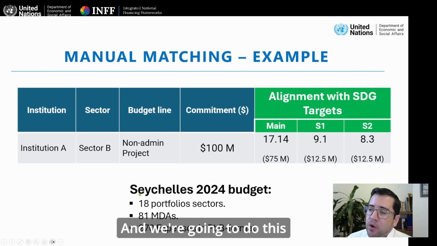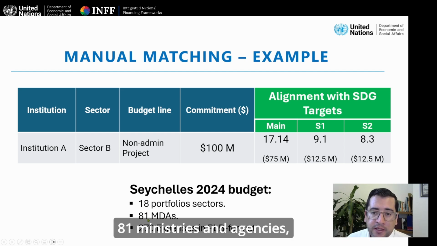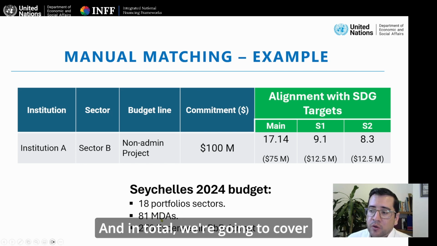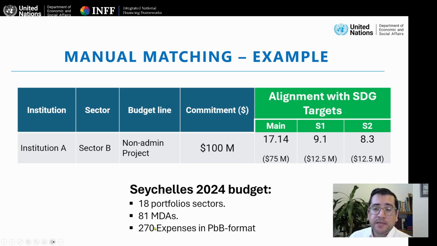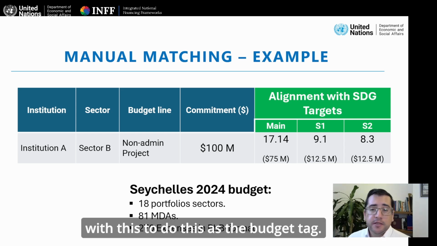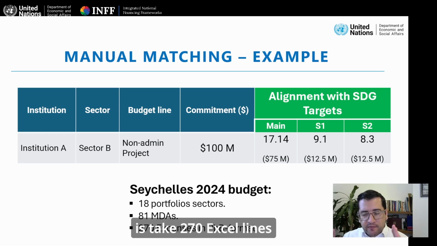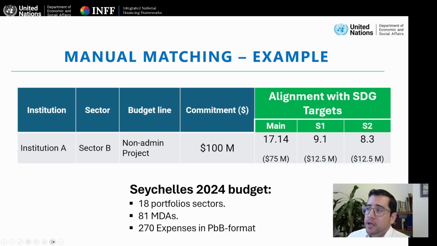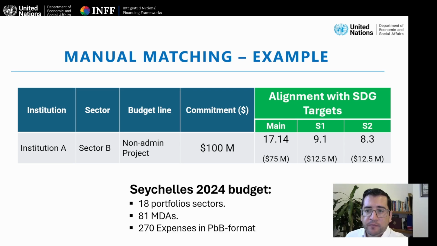That's the idea. And we're going to do this for around 18 portfolios, 81 ministries, departments and agencies. In total, we're going to cover over 270 expenses in the program-based budgeting format that Seychelles has, and it's very useful to do this SDG budget tag. At the end of the day, we're going to take 270 Excel lines and do this similar SDG budget tag. So let me switch over to the specific files that we're going to cover.